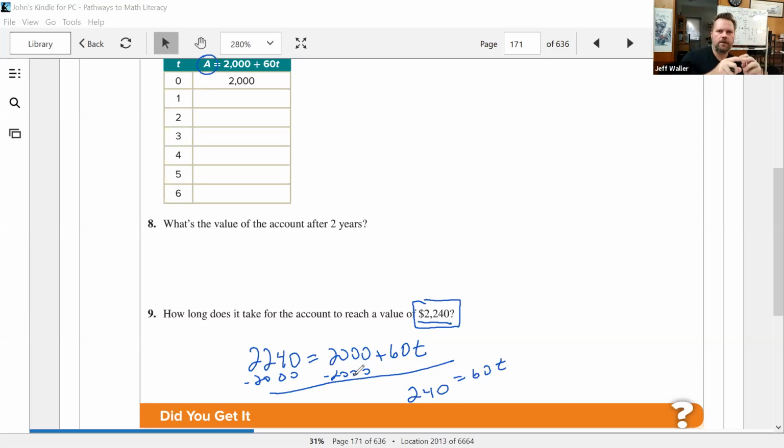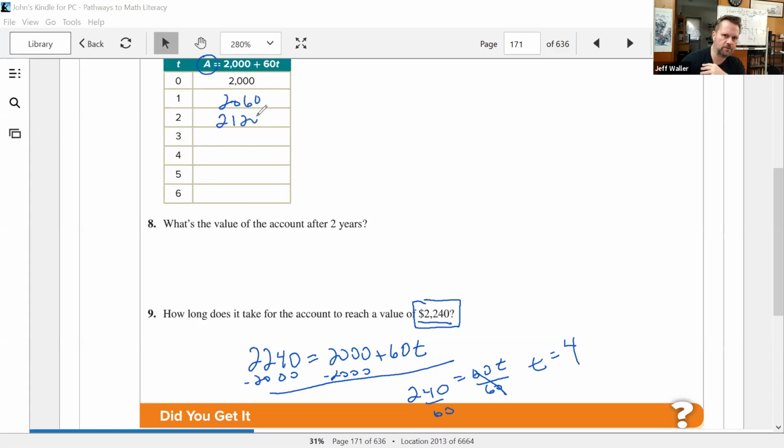So if it starts at 2,000, I say, how long until it grows to 2,240? Well, you go, all right, that means I added $240 because it started at 2,000. And if I keep adding 60 each time, what would I do with 240 and 60 to figure out how long it takes? Divide. And isn't that what's going to happen algebraically right here? I'm going to divide by 60, so I cancel it. So sure enough, I get t equals 4.